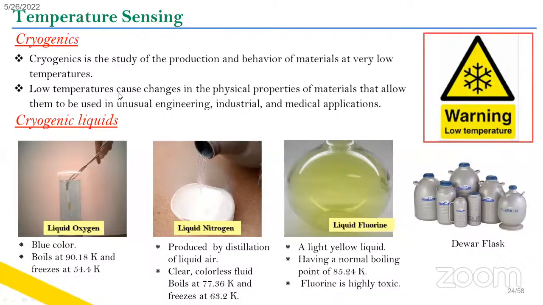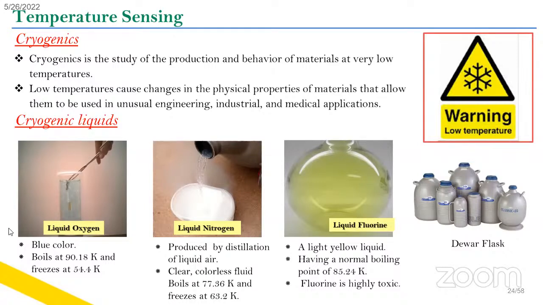Here you can see the low temperature. These are the cryogenic liquids, like liquid nitrogen. They have a temperature of around minus 200 degrees Celsius. So we need a sensor which can measure negative temperatures, very low temperatures. I ask, what is the need for measuring this negative temperature? What is the use of this type of low temperature?